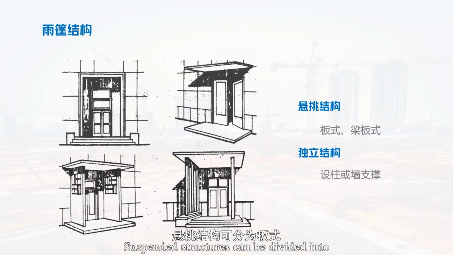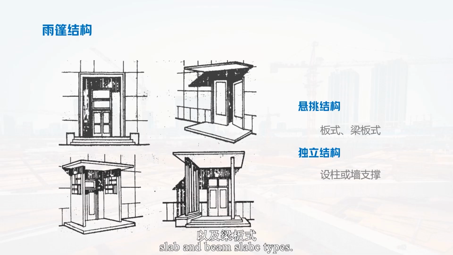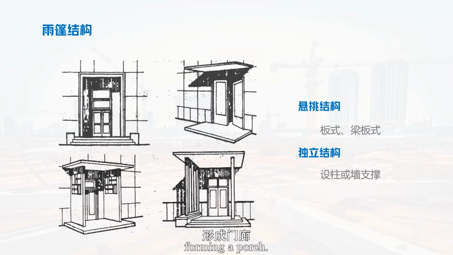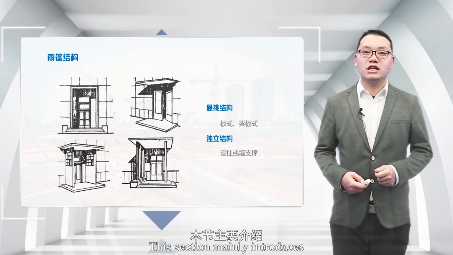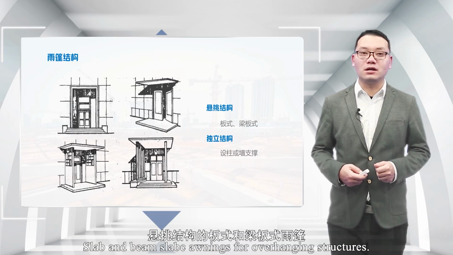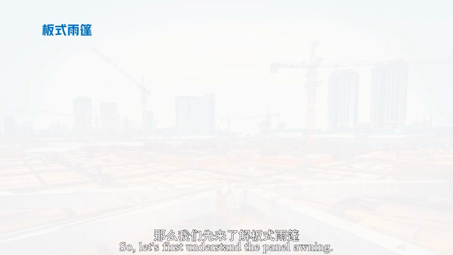Cantilever structures can be divided into slab and beam-slab types. Independent structures typically use columns or walls to support canopy panels, forming a porch. This section mainly introduces slab and beam-slab awnings for cantilever structures. So, let's first understand the slab awning.